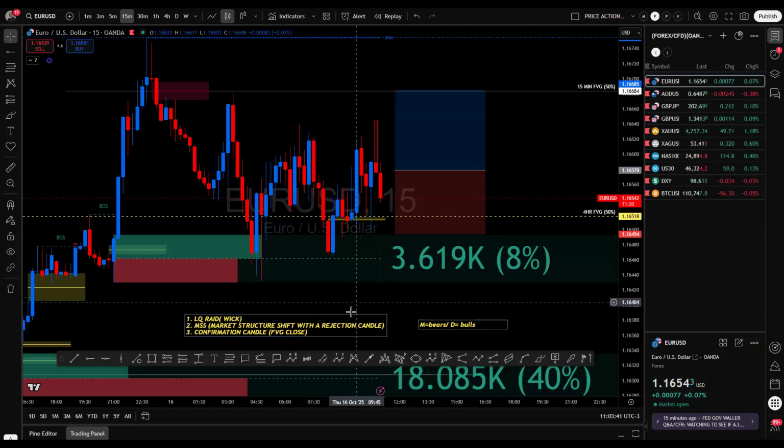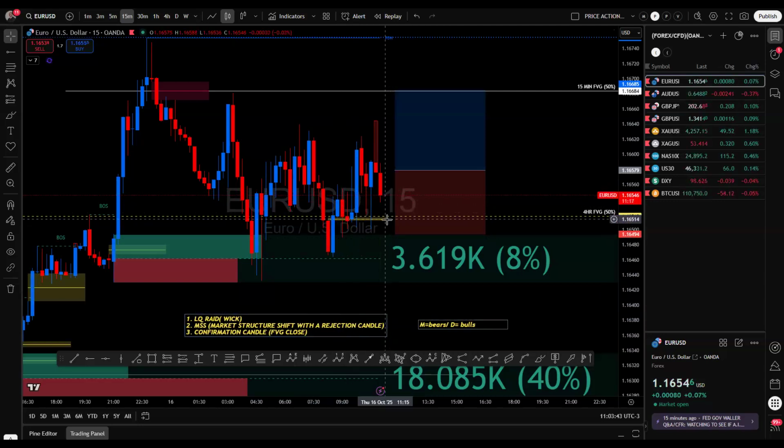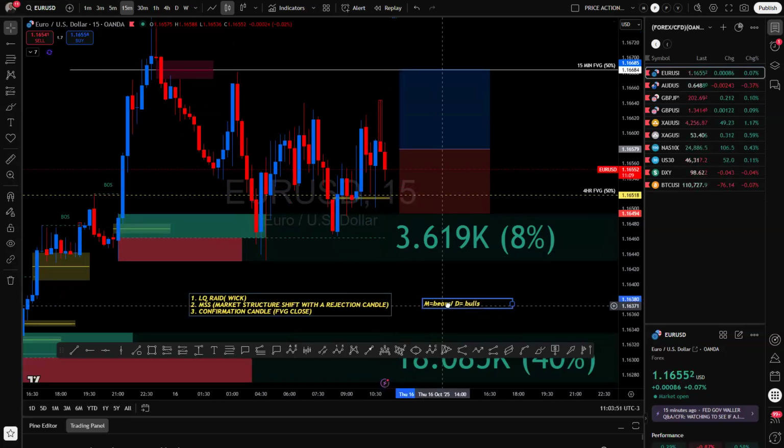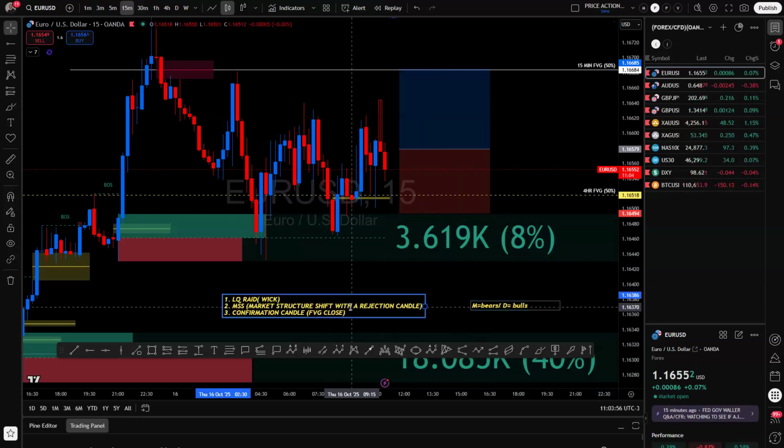Whereas if the fair value gap closes below this fair value gap and it validates it, then I'll probably take it down here as a second trade, and that's it. I'll wait and see. I'll be right back.